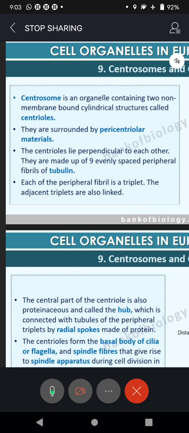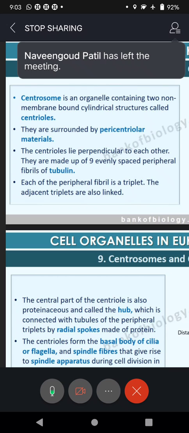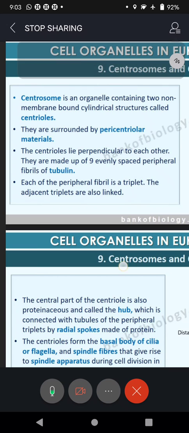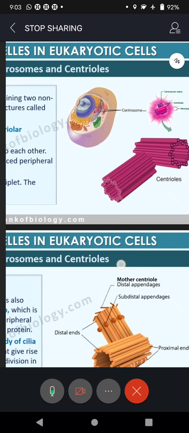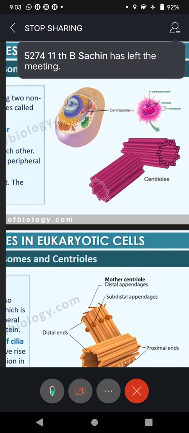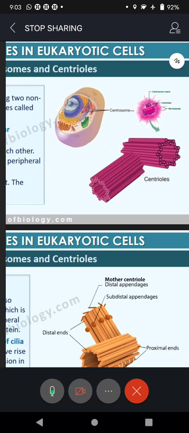We say opposite poles. They are made up of 9 evenly spaced peripheral fibrils of tubulin. Tubulin is a protein, okay? And each of the peripheral fibrils is a triplet. The adjacent triplets are also linked. Now let us see the structure of centrosome. Look at that. So basically, centrosome will be present in the cytoplasm.